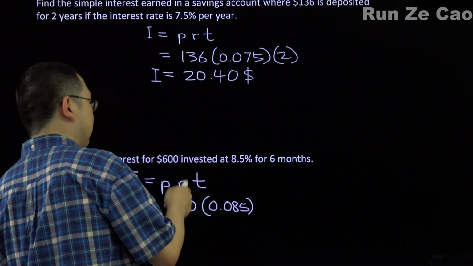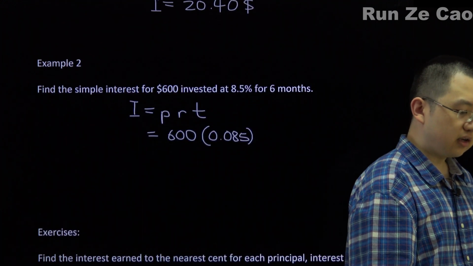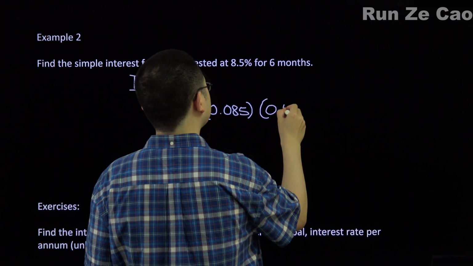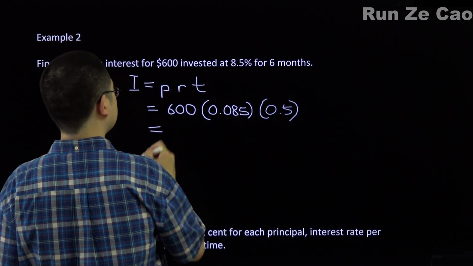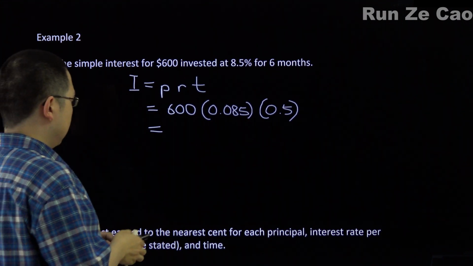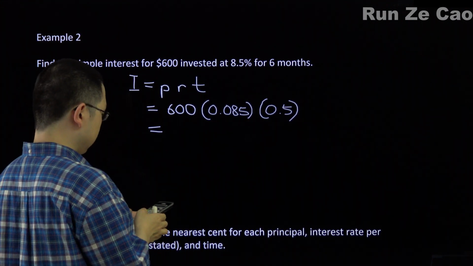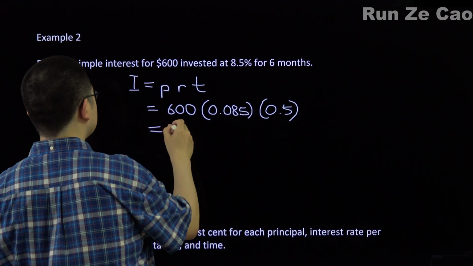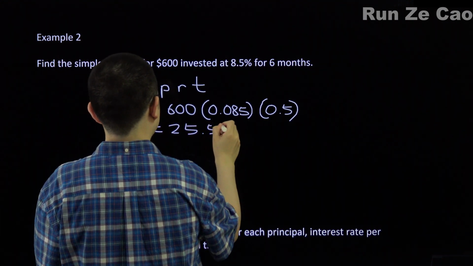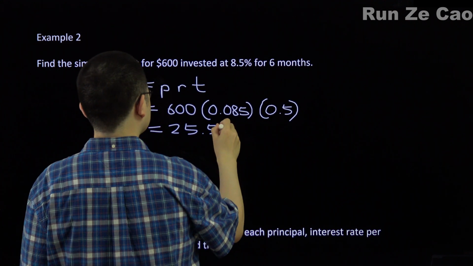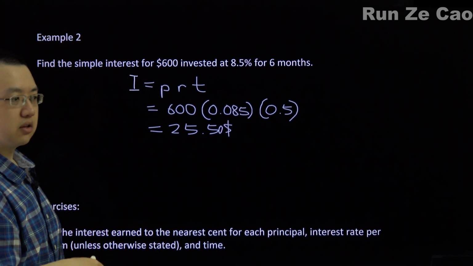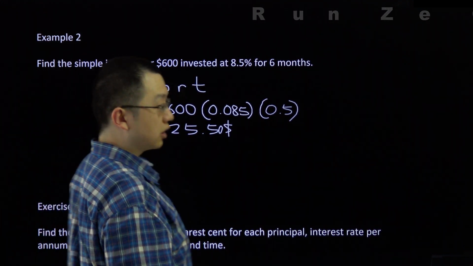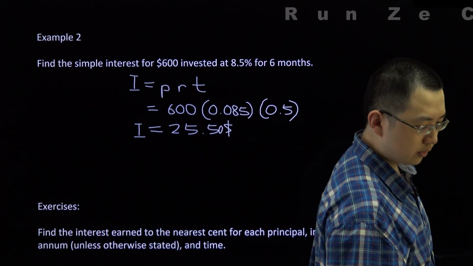If there's no units given on the interest rate, it is per annum. That is a convention. So per year. 6 months is half a year, so 0.5. Now, 600 times 0.085 times 0.5 is $25.5. Well, usually you state all the cents if you state how many tens of cents there are. So yeah, the simple interest earned here is again $25.5.